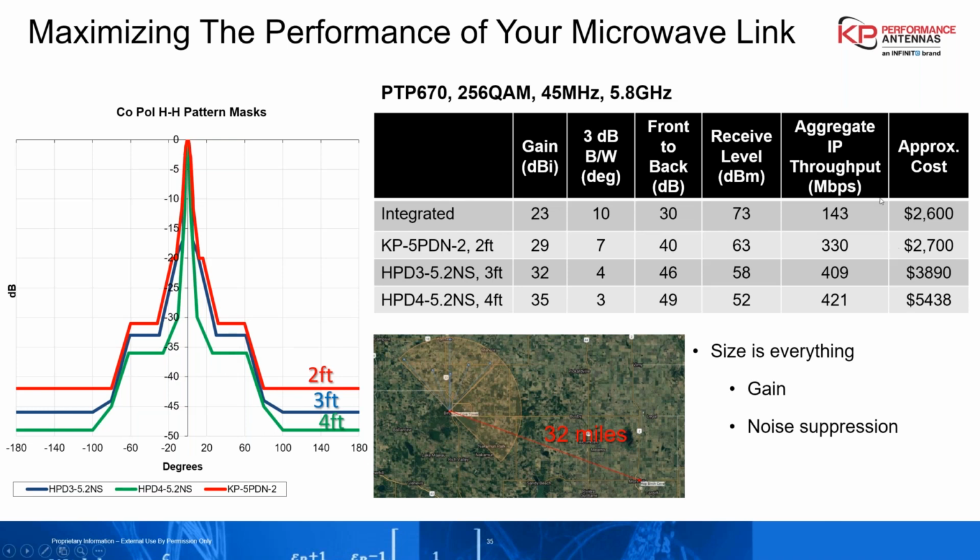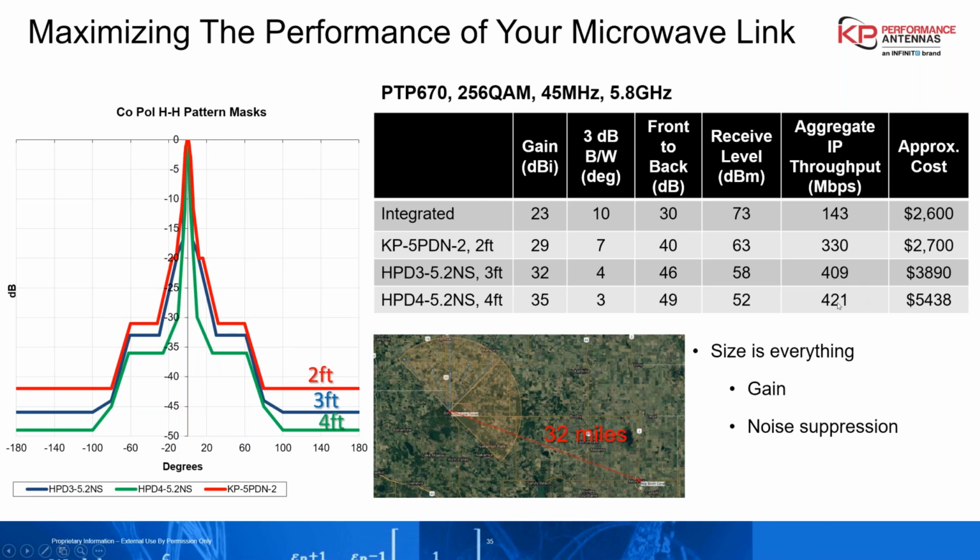Yeah, the investment's fairly big, but it's not that much going from, let's say, the integrated panel to a 2-foot dish. So this is the cost with the 2-foot dish plus the connectorized antenna, this connectorized radio PTP 670. When you go to the 3-foot dish, it's a little bit bigger jump, but you can see here that in this environment, which I modeled in Cambium's link planner software, we can increase our throughput from 143 to 330 to 409 megabits per second going to a 3-foot.